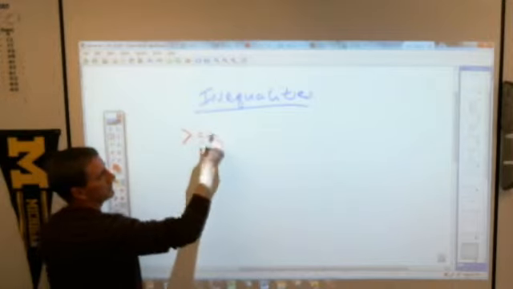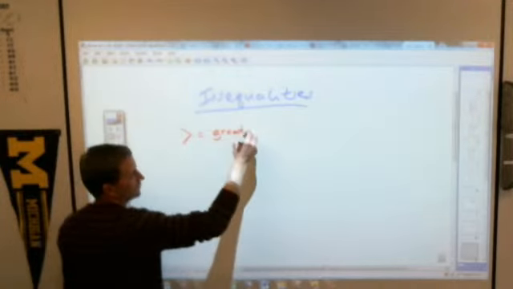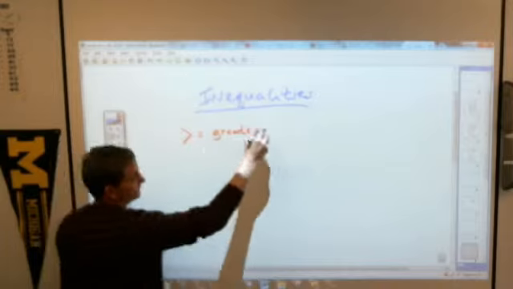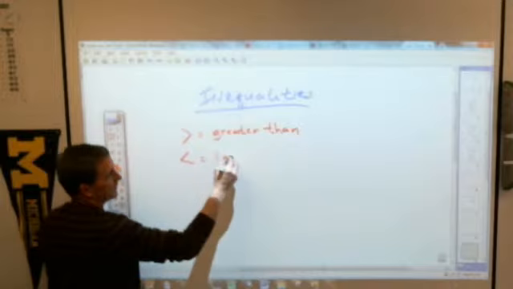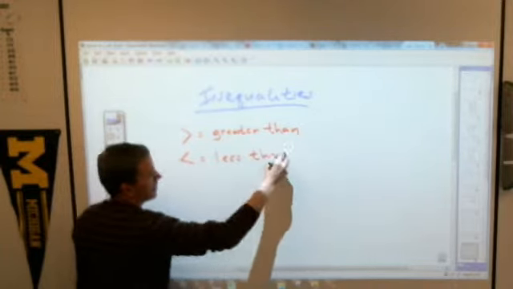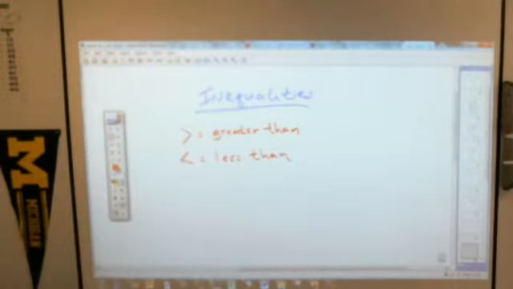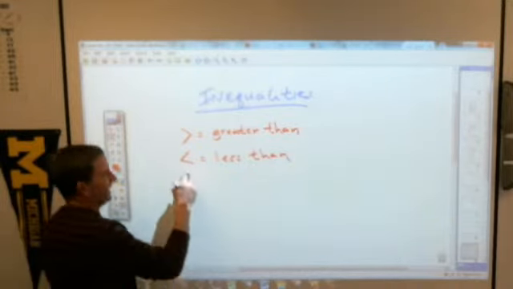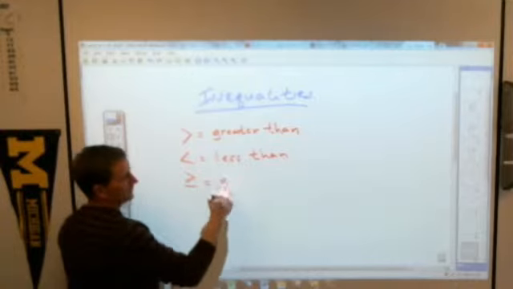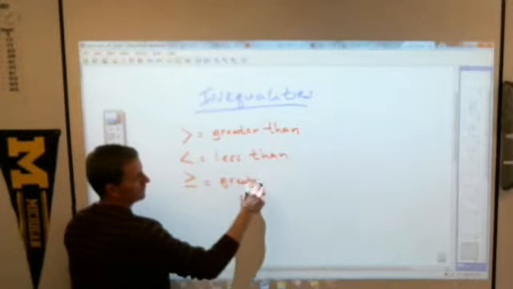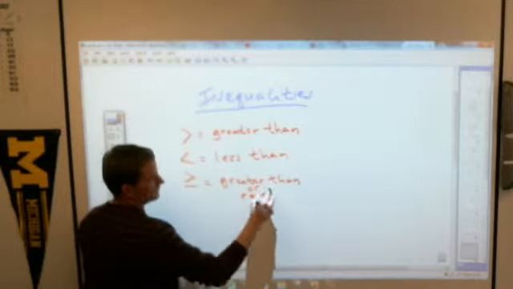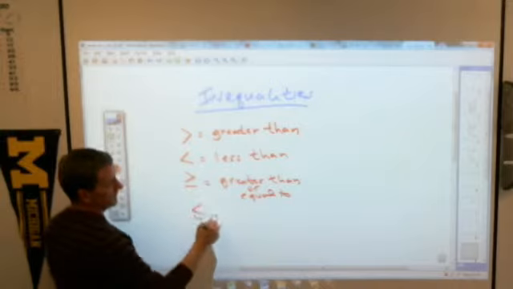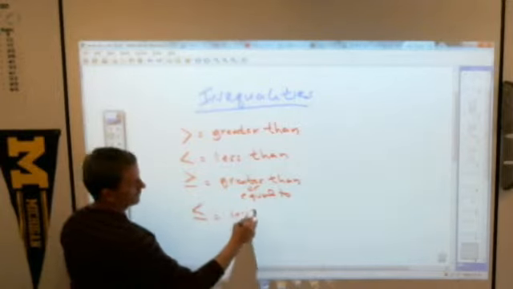This is the greater than sign. And I know some of you still struggle with which one the alligator eats, but I can't change that. It's about time you figured that out. This is the less than. Then, if you put an equal sign underneath it, it is greater than or equal to. And there's the less than or equal to.